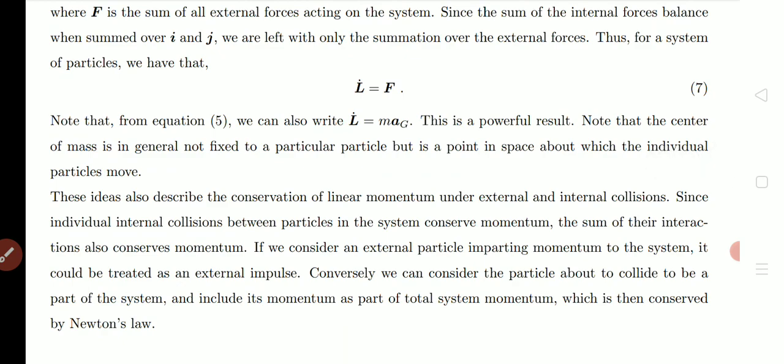Now note that from equation 5 we can also write L dot is equal to m a_G. This is a powerful result. Note that the center of mass is in general not fixed to a particular particle but is a point in space about which the individual particles move.